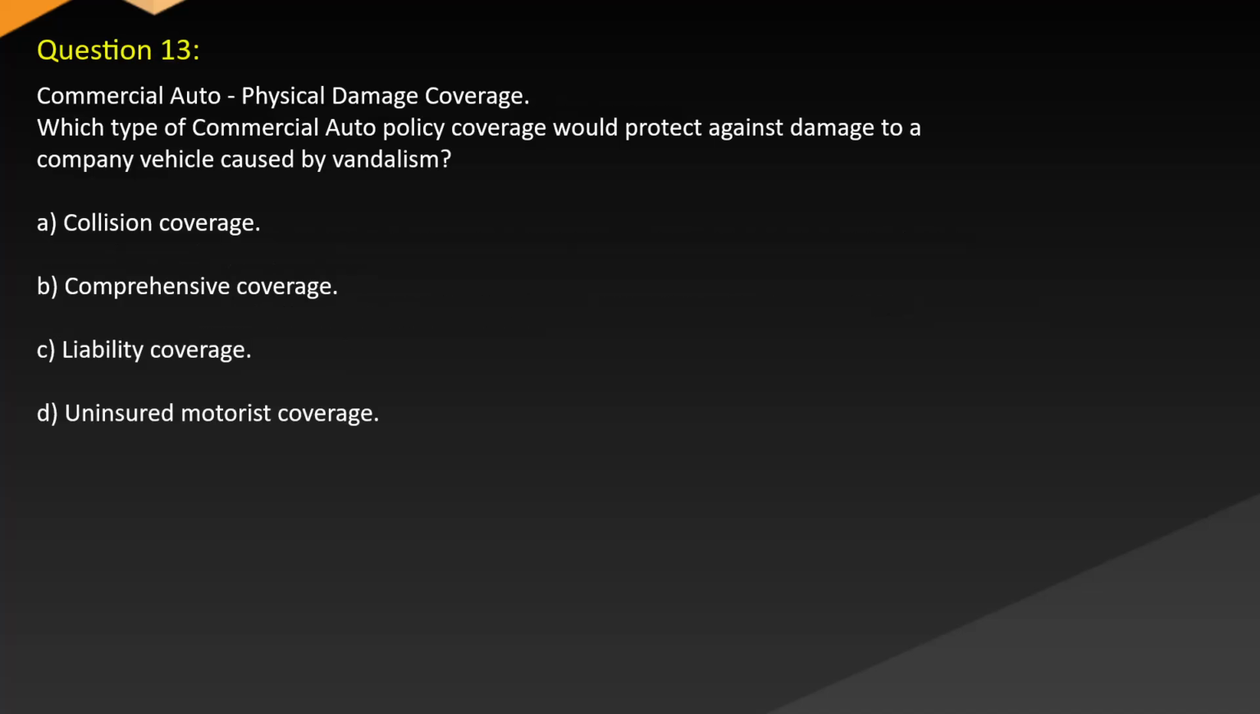Question 13. Commercial auto. Physical damage coverage. Which type of commercial auto policy coverage would protect against damage to a company vehicle caused by vandalism? A. Collision coverage. B. Comprehensive coverage. C. Liability coverage. D. Uninsured motorist coverage.